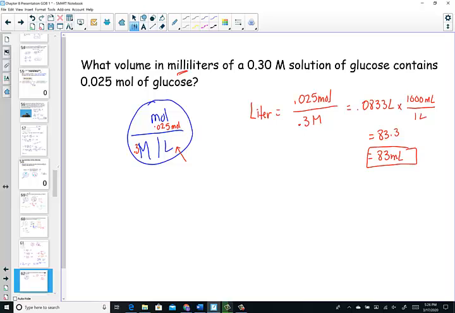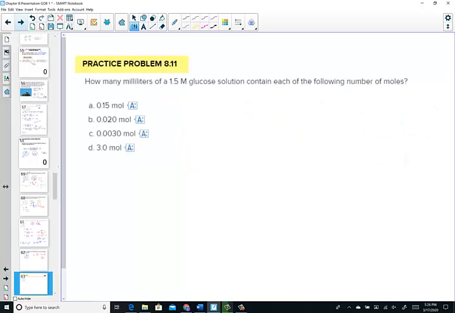What do you think? Time to process? Give yourself a moment to think. Review those steps. Moles over molarity pulled out the liter unit from our round little buddy. Let's practice some of those. Pausing, give yourself some think time. Pause and think. Come back to me when ready to check.